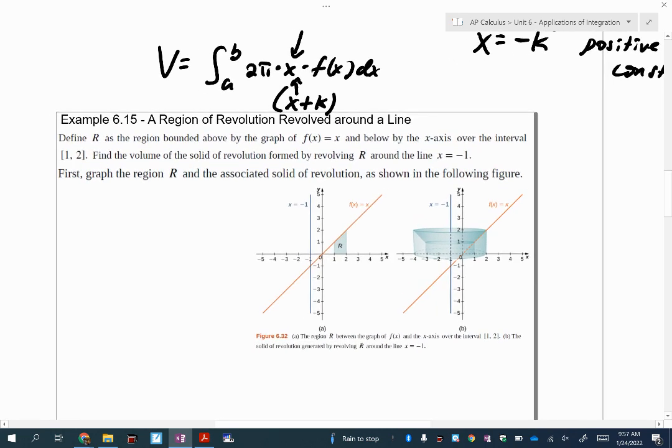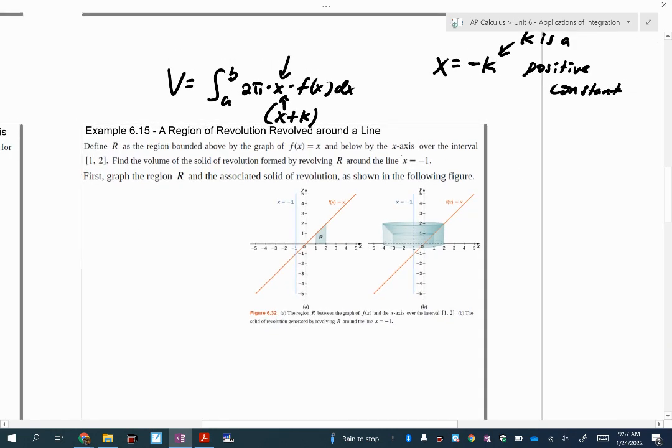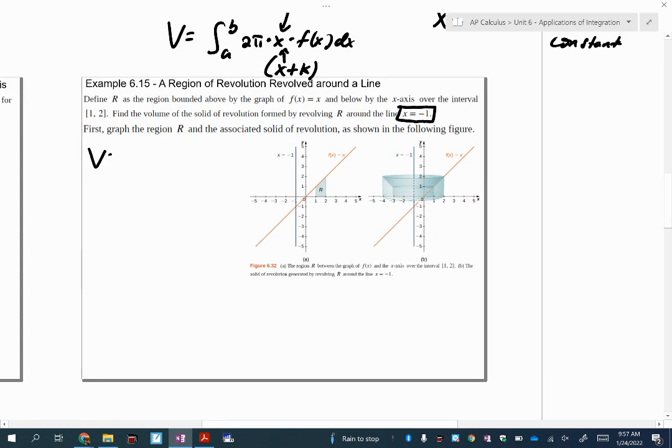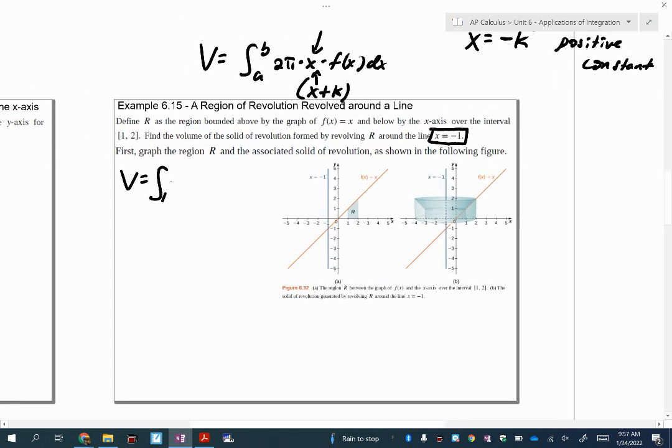So in this problem, it says we're revolving around the line x equals -1, so my k is actually going to be +1. You got to think opposite. So I'm going to write x plus 1 when I do this. So watch what happens when I write it. Very similar. The integral from 1 to 2 of 2 pi times x plus 1 times my function, which happens to be just x dx.